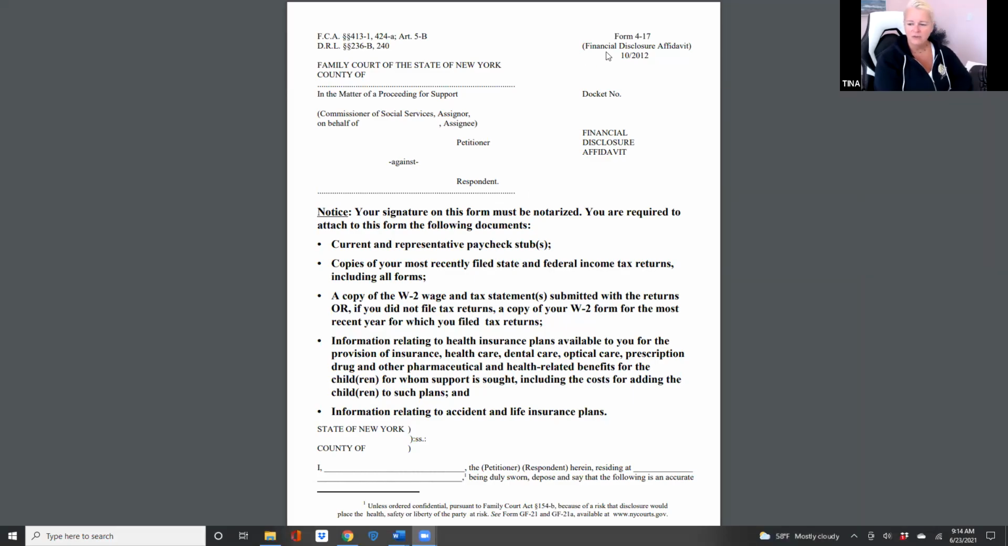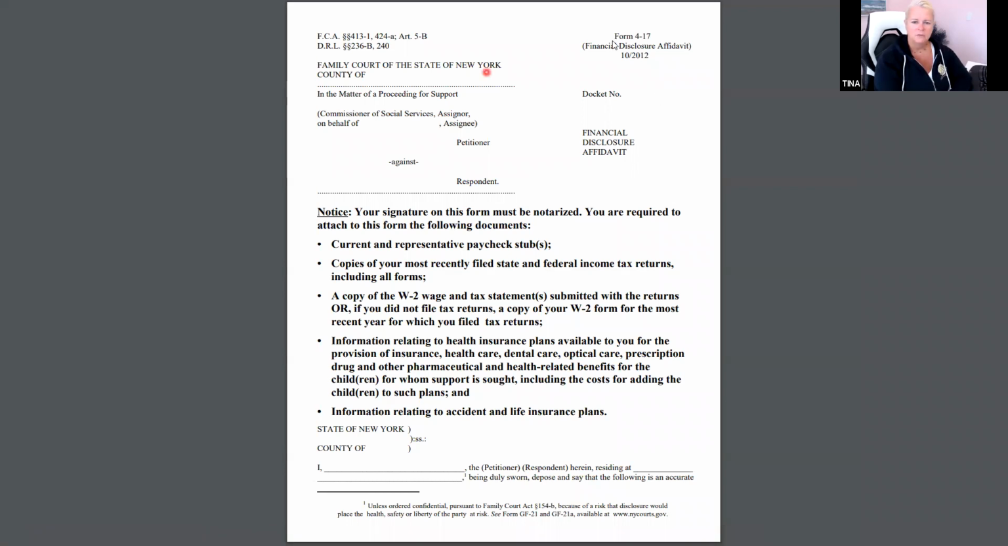So here's the financial disclosure affidavit. The courts usually give you one of them. Look at the top. I'm going to do a little bit of annotation so you can see. So, financial disclosure affidavit. See that form number at the top, form 4-17. You can find that at the Unified Court System's website under forms, or you can ask the court to provide it.